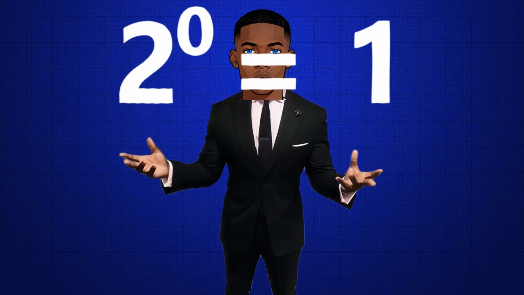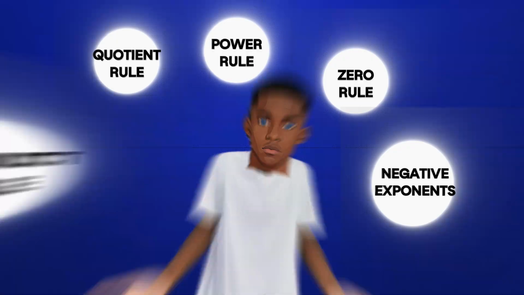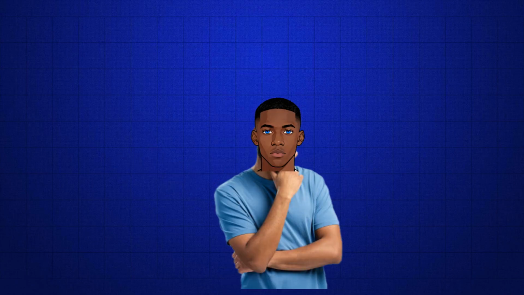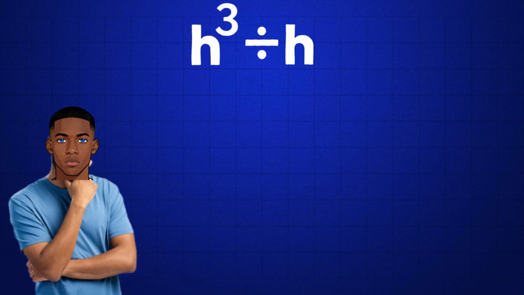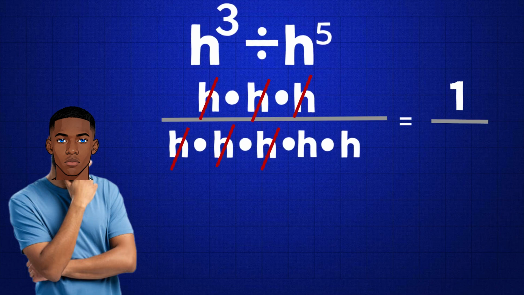And this applies to every single number. Finally, negative exponents. It's best to explain this with an example. What if we have h to the power of 3 divided by h to the power of 5? If we expand it, we're left with 1 over h squared.